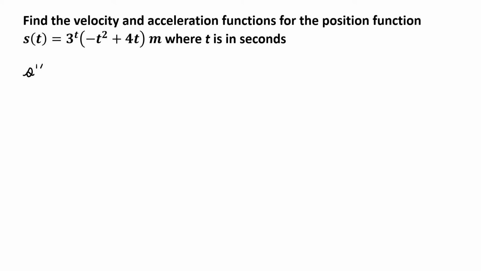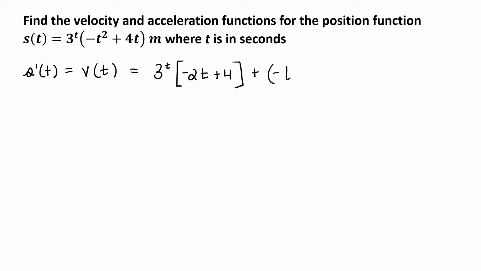So s prime of t will be equal to v of t, the velocity function, and we'll have to use product rule to find the derivative of s of t. So that will be equal to the first function, 3 to the t, times the derivative of the second function, so negative 2t plus 4, plus the second function, negative t squared plus 4t, times the derivative of the first function, which will be 3 to the t ln of 3.